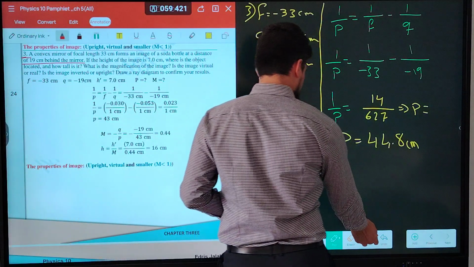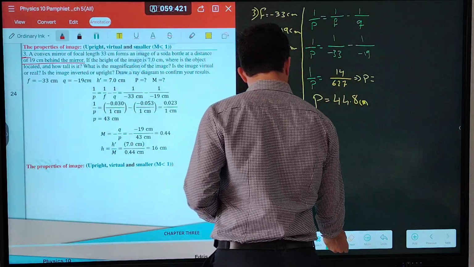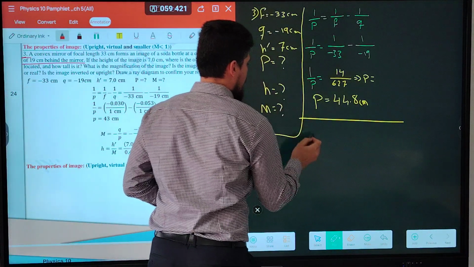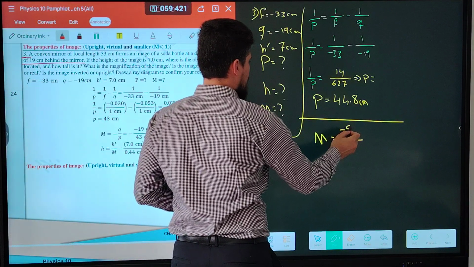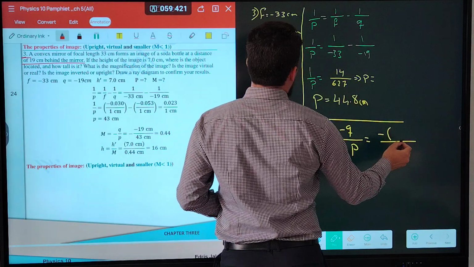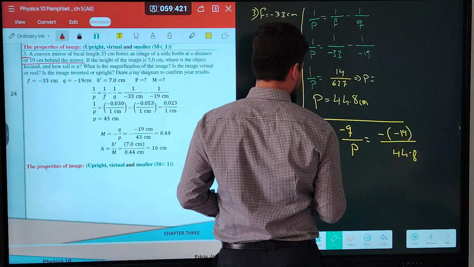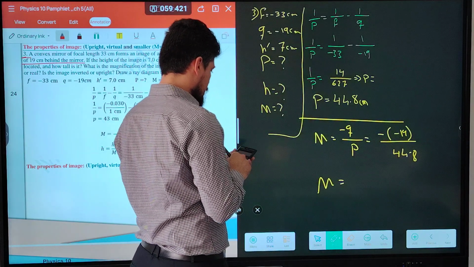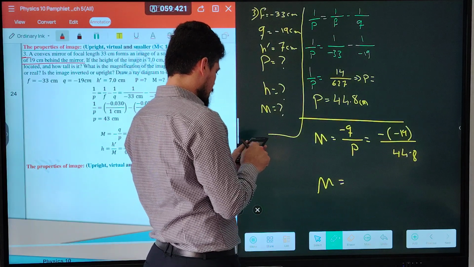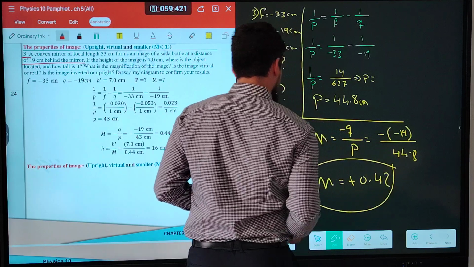The second one is the magnification of the image. M is equal to negative Q over P, negative Q, negative 19 divided by 44.8. M is equal to what? 19 divided by answer. I got 0.42, positive 0.42, unitless.